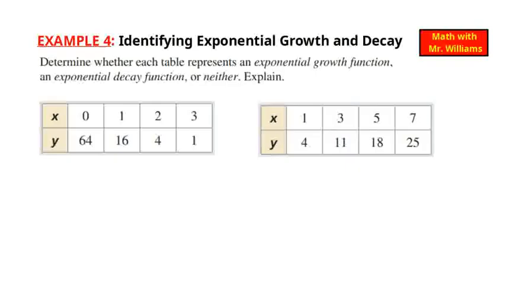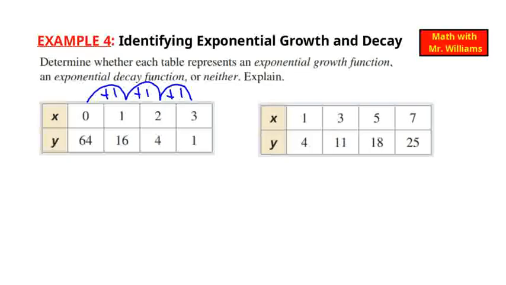Example 4, identifying exponential growth and decay. Determine whether each table represents an exponential growth function, an exponential decay function, or neither, and explain. All right, let's take a look at the first one. So we go from 0 to 1 to 2 to 3. You see that x value is increasing by 1 each time. All right, so the y value we see is decreasing.